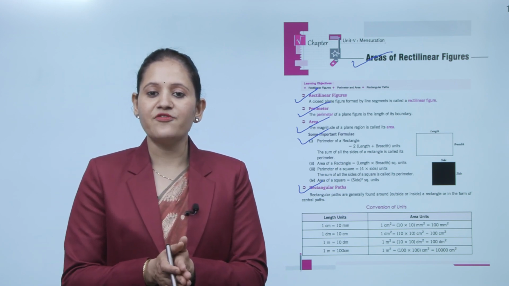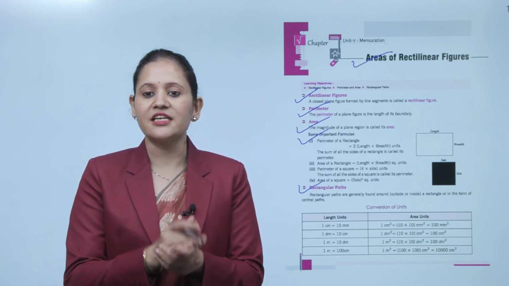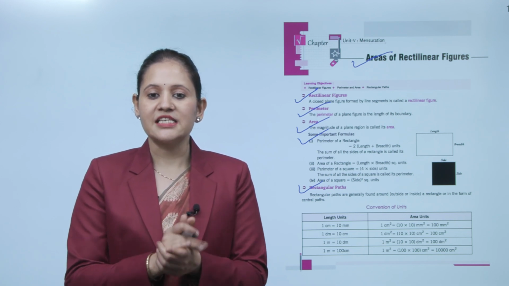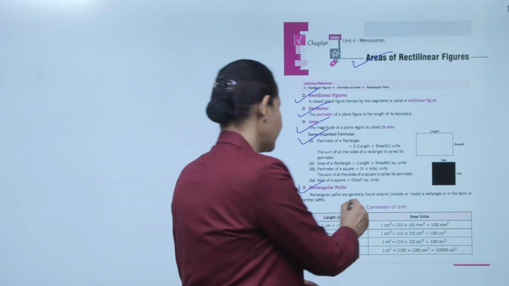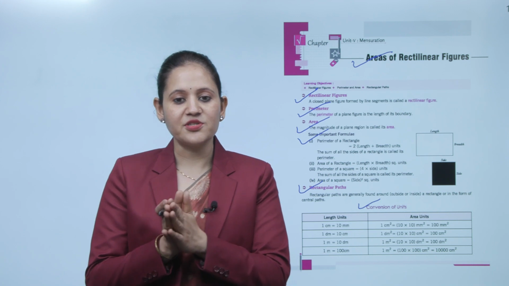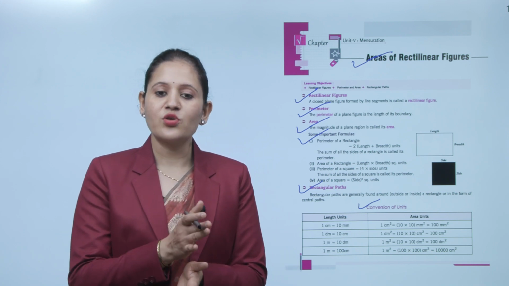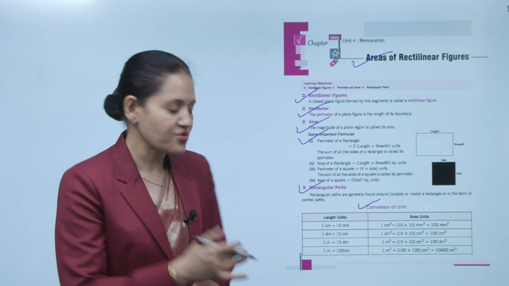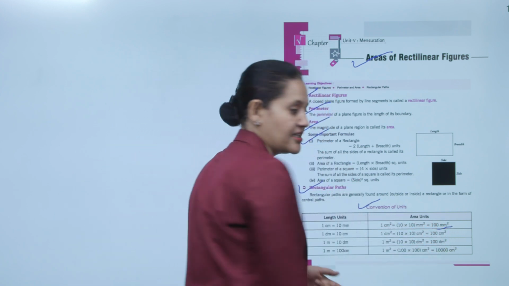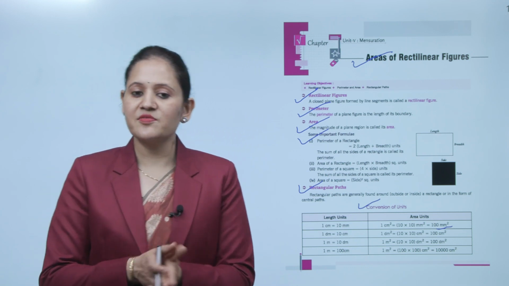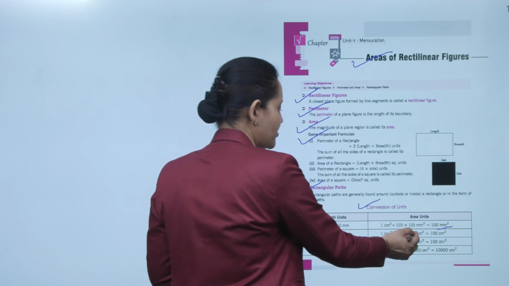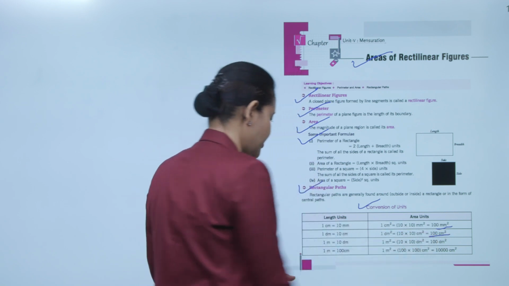Rectangular parts are generally found around, outside or inside the rectangle, or in the form of a central part. Next is conversion of unit. 1 centimeter is equal to 10 millimeter. If we have to convert centimeter square into millimeter square, that means square, so 10 into 10, that is 100 millimeter square. 1 decimeter equals 10 centimeter. Decimeter square to centimeter square, so we multiply, 100 centimeter square.